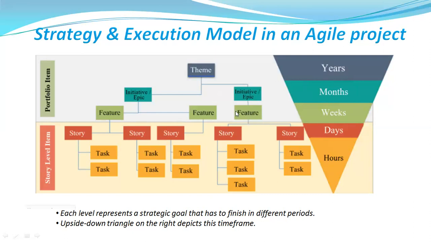Then a feature will take weeks to complete. As I told you already, a story should be small enough to be completed within a sprint, as small as possible, so it may take only some days. The story is again decomposed into subtasks or tasks, which may take only a few hours. So this is the overall execution model in an Agile project.